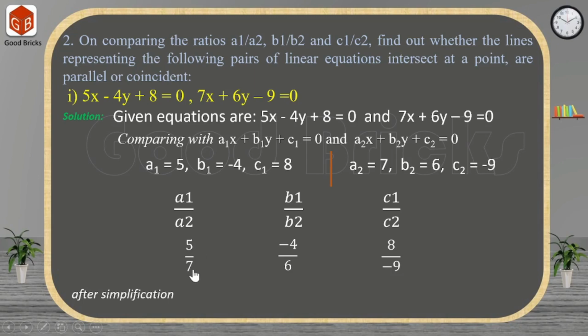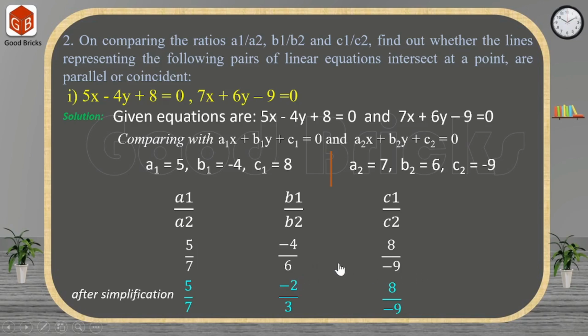For 5 and 7 there is no common factor, so we have no option to simplify. Whereas minus 4 by 6 has a common factor, what is that? 2. 2 can divide both numerator and denominator. So we can simplify, and after that we can write minus 2 by 3. Similarly, for 8 and minus 9 there is no common factor. So finally this is the result after simplification.